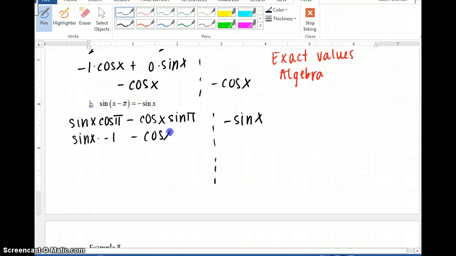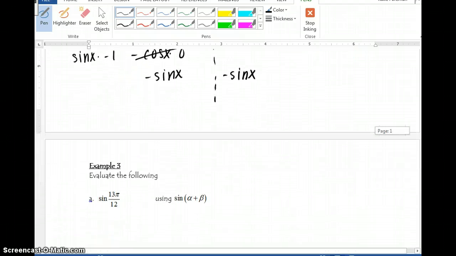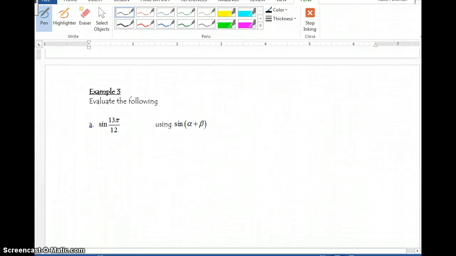Sine of pi is 0. That gets eliminated. Sine times negative 1 would be negative sine x, which is what we had on the right hand side. So again, we proved another identity.